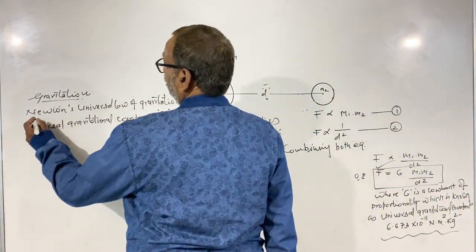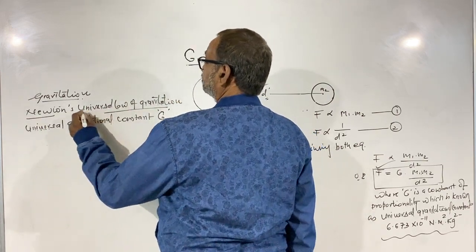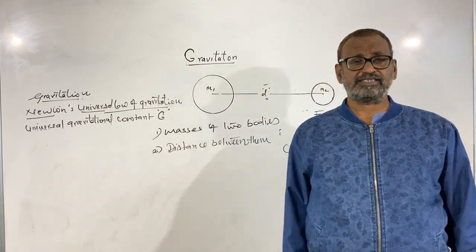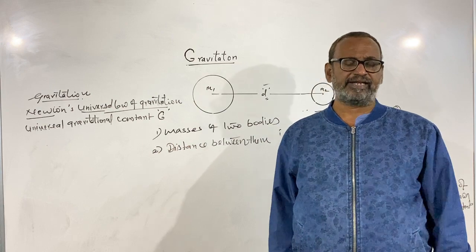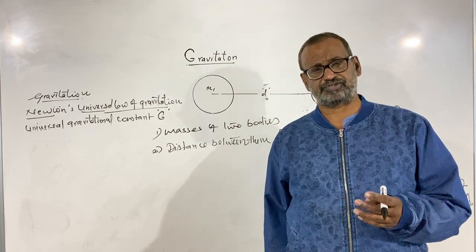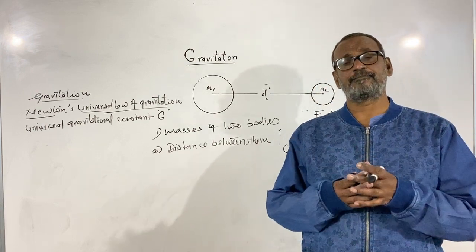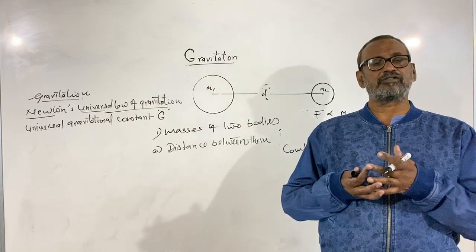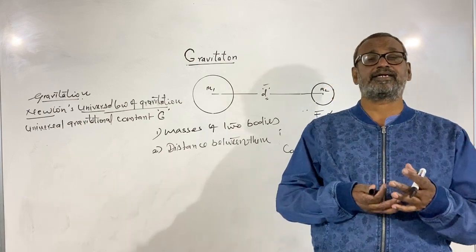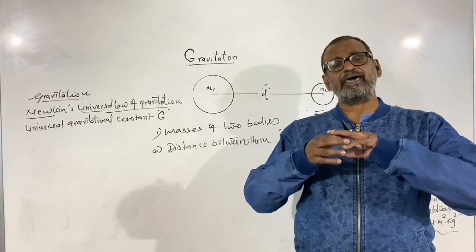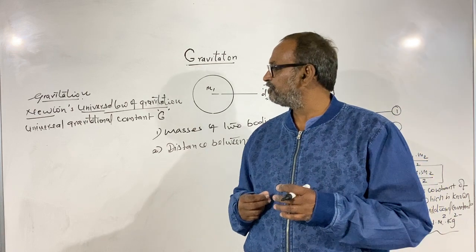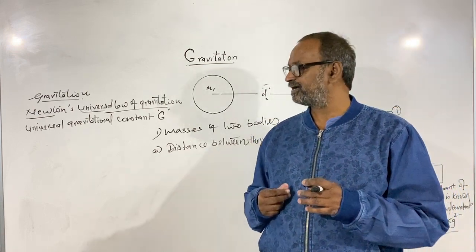Now, Newton's law of gravitation is known as the universal law of gravitation. Why? This is because this law is valid for all the bodies in this universe. This law is valid for all the objects on the earth. It is valid between earth and the moon. It is valid between earth and the sun. It is valid between any objects in this universe. Hence, it is known as Newton's universal law of gravitation.